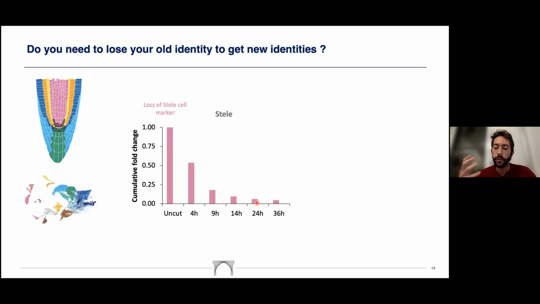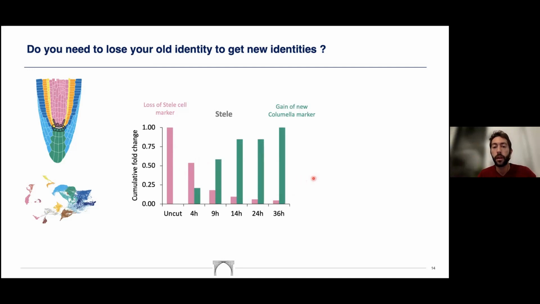But when we look at the same cells, what new identity is rising? We found a lot of columella markers rising as early as 4 hours, really pointing towards the second model, the passive loss and overlapping. But mechanistically speaking, we weren't sure what was happening.